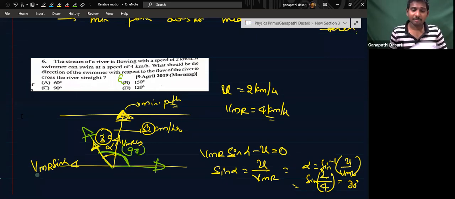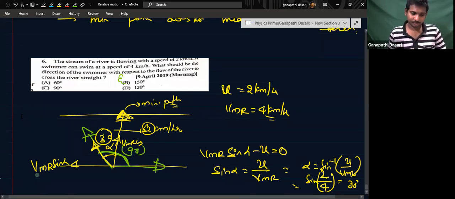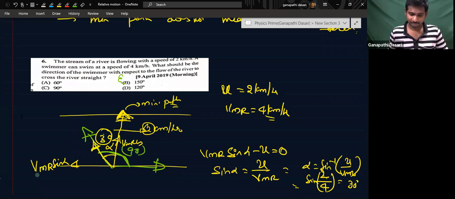You should be carefully seeing the question. Question will not change, but these things you need to be careful. These notes I made in 2018, the question asked in 2019. Let me check the answer. Relative motion, last question, sixth question. The answer is 120 degrees. You got it? Yes, sir.